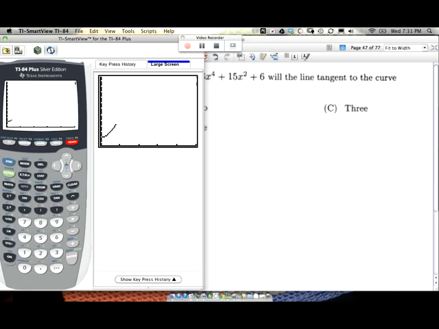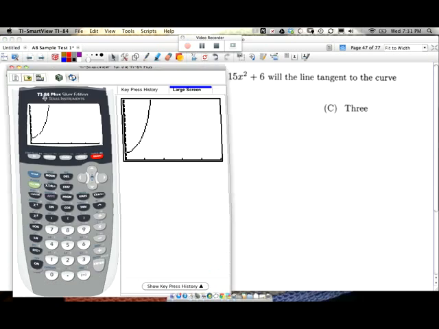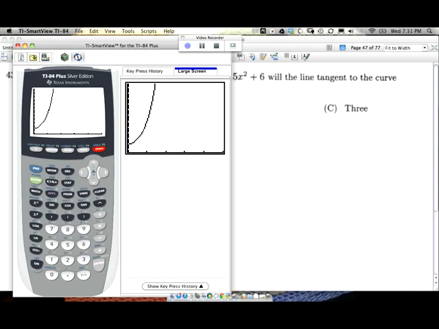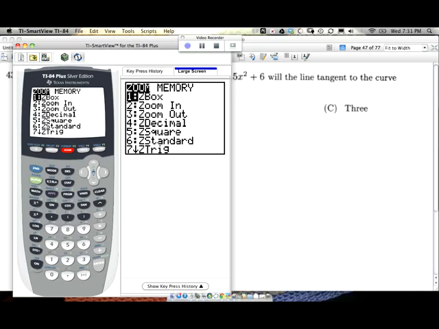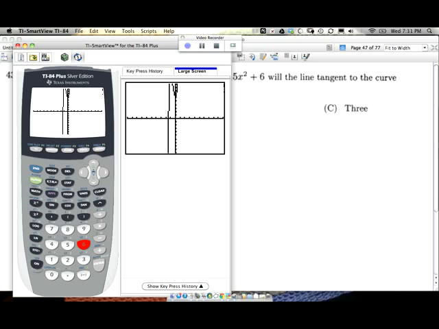We got it. We graph it. Oh, we need more picture than that. Does it say anything about an interval? No, it doesn't. So let's look at this interval in general. Let's just do zoom standard. How about zoom and then standard 6? We need to go bigger, it looks like.